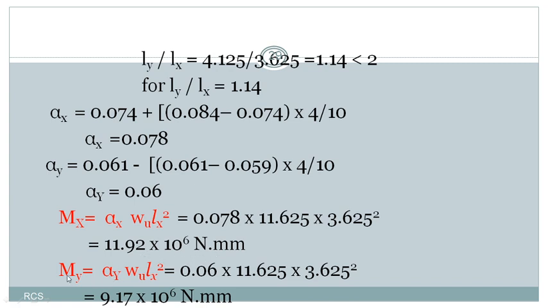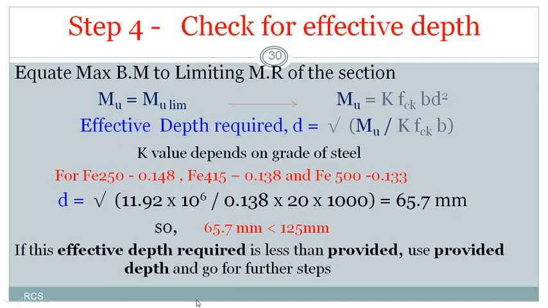Similarly, calculate the maximum bending moment along the y direction using the formula alpha y w Lx squared. You know the alpha y value is 0.06, w is 11.625, and Lx is 3.625 squared. Then My, the maximum bending moment along the y direction, is 9.17 times 10 power 6 N mm. Then we have to check the effective depth, that is the minimum effective depth required for that bending moment. For this we have to equate the maximum bending moment to the limiting moment of resistance.